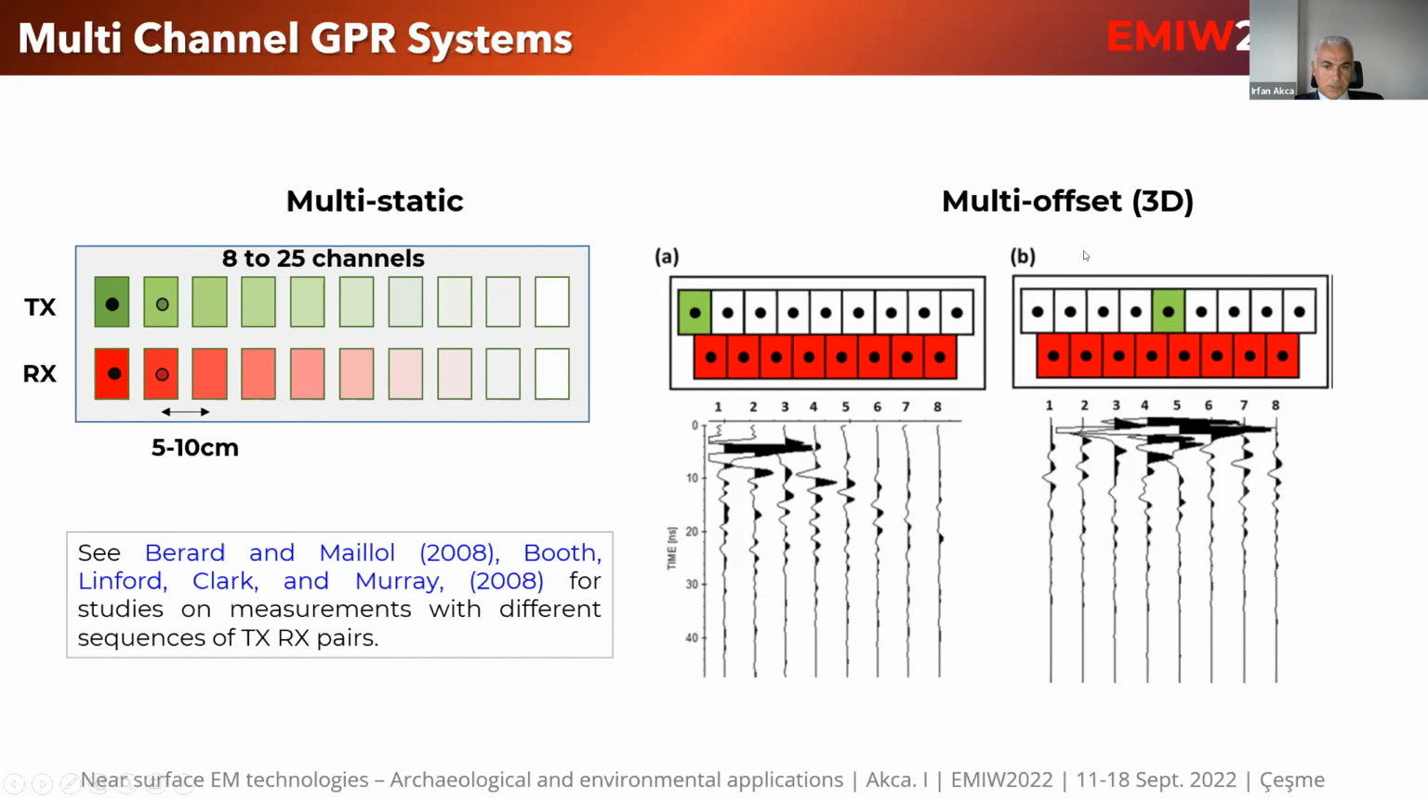The other option is multi-offset. In that case, we use just a transmitter and lots of receivers at a time. This is closer to 3D data measurement, because it also spans the third dimension.